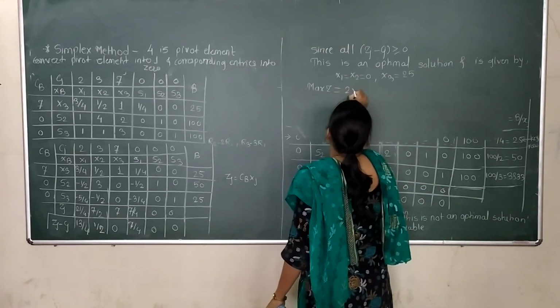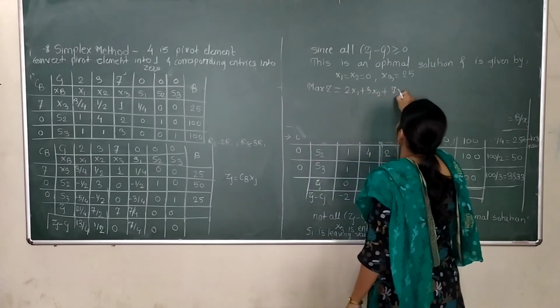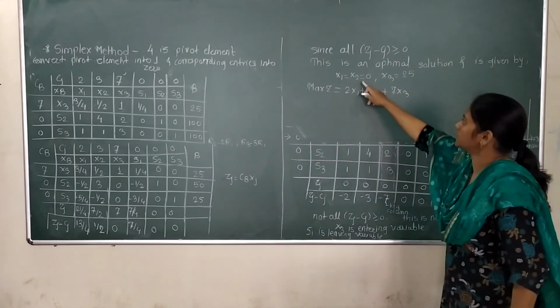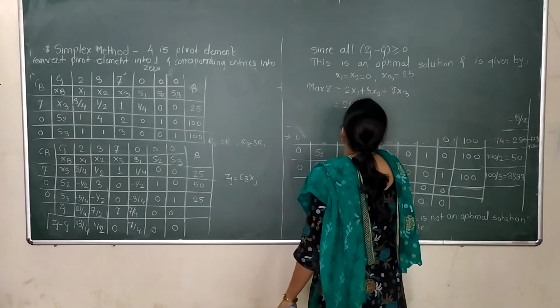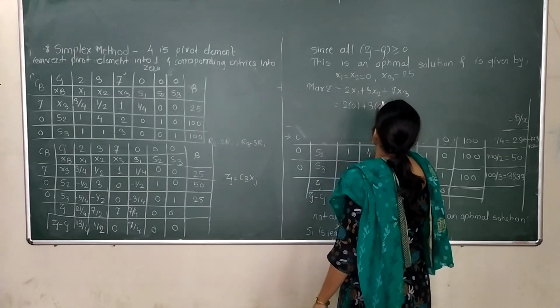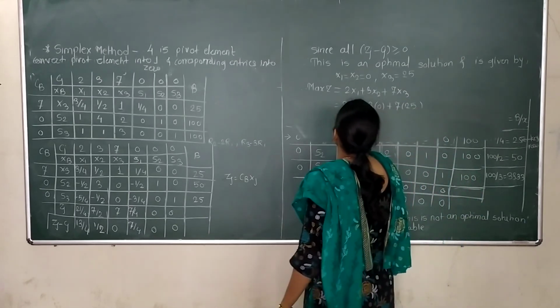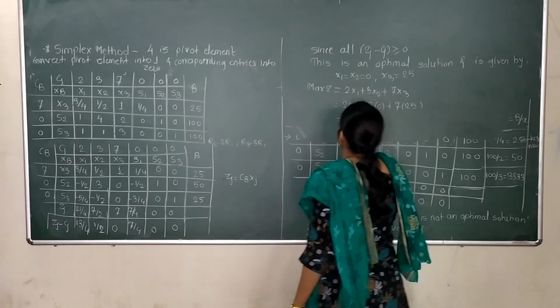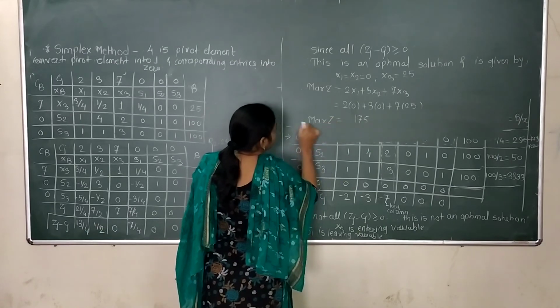2x1 plus 3x2 plus 7x3. Substitute the values of x1, x2 and x3 in this objective function: 2 into 0 plus 3 into 0 plus 7 into 25. It is equal to 175, and therefore max z is equal to 175.